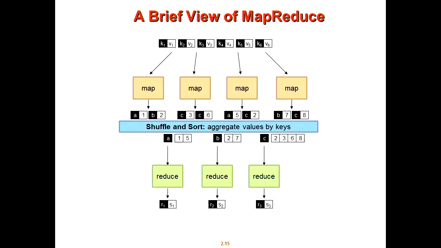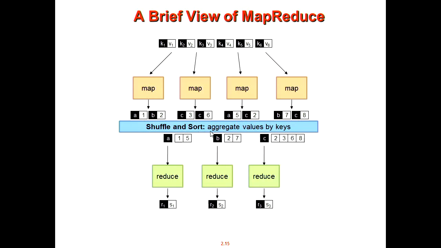So a brief view of MapReduce is like this. You have a data set of key value pairs. Each key value pair will be processed by one map function in a mapper. And the map function will transform a key value pair to a list of key value pairs. In this example, you can see each map function generates some intermediate output. And next, there's a step called shuffle and sort.